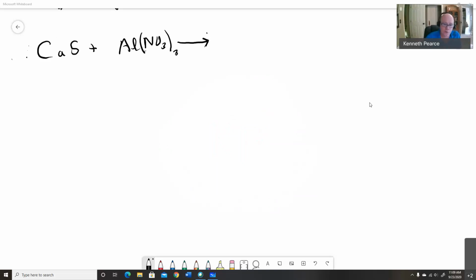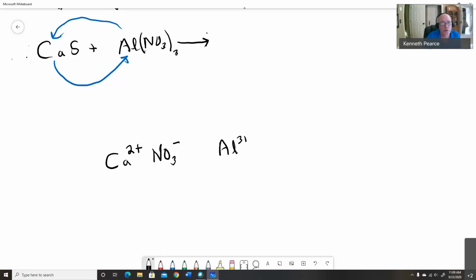So when we're doing this, we have to swap the metals. Or you can actually swap the anions. It doesn't really matter which one you swap, but you're going to swap. And we have to be very careful. We're not going to put it up as in the equation just yet. We're going to say calcium, which is a 2 plus, is going to swap in for the aluminum, and we're going to have the nitrate, and the aluminum, which is a 3 plus, is going to swap in with the sulfur, which is a 2 minus.